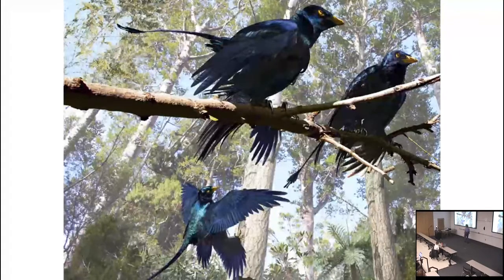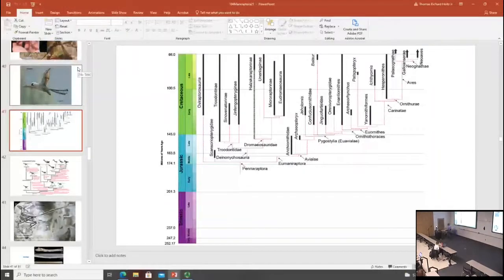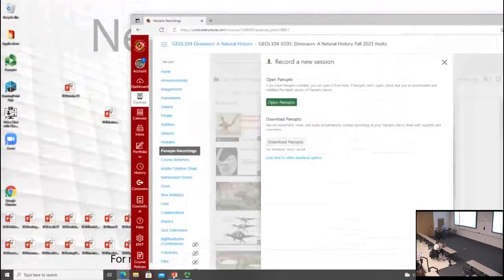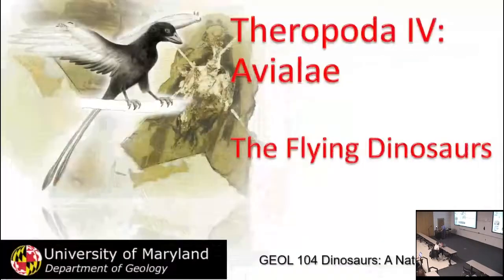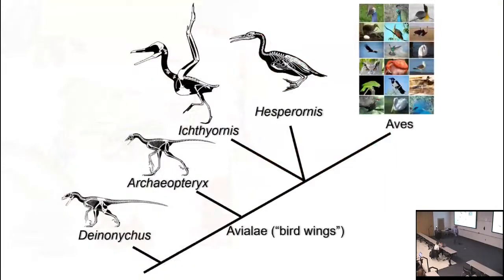And now we're going to move on to the last major clade of dinosaurs, and that is Avialae. So, Avialae, the flying dinosaurs. What's this term, Avialae? Well, it was introduced in 1986 to try to clarify issues about bird origins.